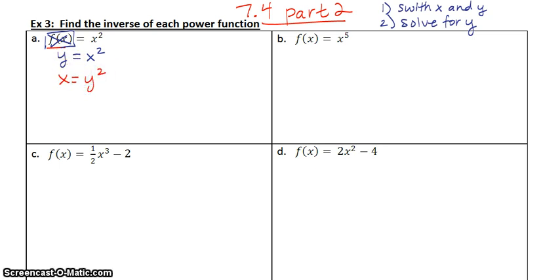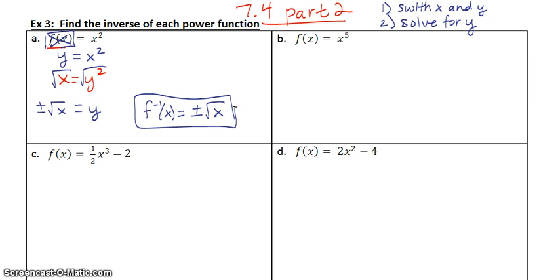So step 1, switch x and y. Step 2, solve for y. To get rid of a square, we square root, and when I square root something, I put that plus or minus in front. So the inverse of x squared is plus or minus square root of x, and now that we're doing official function notation, we're going to do our inverse in official function notation. So I would say f inverse is equal to plus or minus the square root of x. There you go. Alright, so for each of these, remember, f of x is really y, so don't let that throw you off.